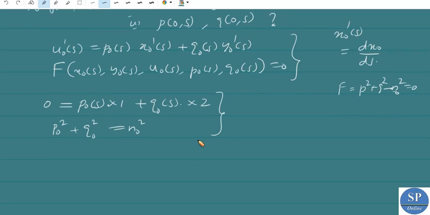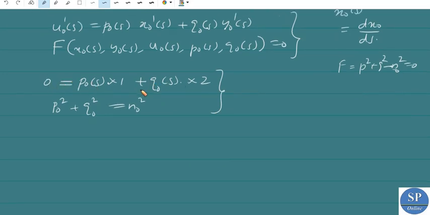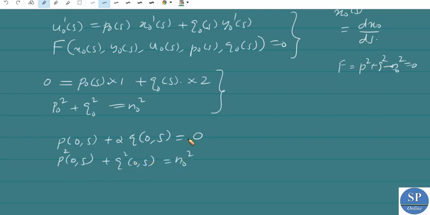Okay, so from this equation we can write p of 0, s plus 2 into q of 0, s is equal to 0, and p of 0, s whole square plus q square of 0, s equal to n naught square. So we have to solve these equations for p of 0, s and q of 0, s. Let us number this as a and this as b.